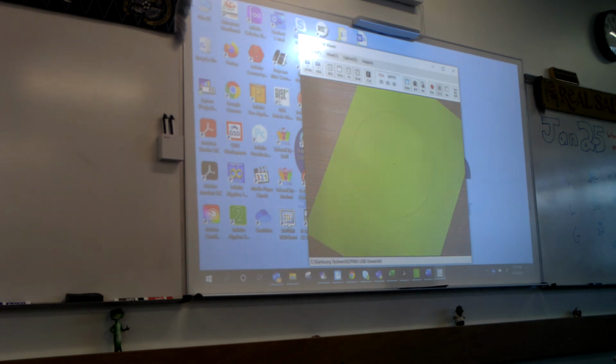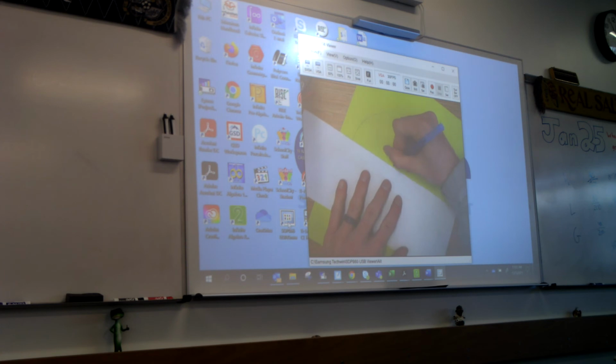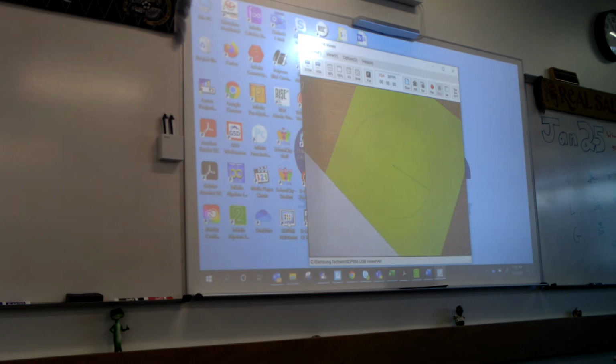Now that I've made a circle, I'm going to draw a radius. You guys are going to use a ruler. I'm just going to use a piece of paper here. I'm just going to draw from here to the edge. It doesn't matter where I do this because no matter where I do it, it's going to make a radius. That's a property of a circle. Now this length right here is called a radius.